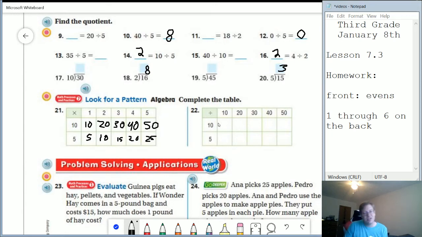Now let's do our division part. So 10 divided by 10 is going to be 1. The second one, 20 divided by 10, we're going to count by tens 2 times.